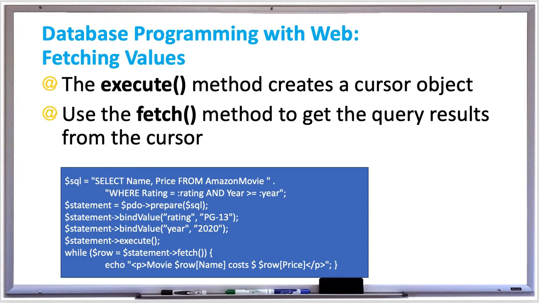So in this code example, the prepared statement is executed, selecting the name and price of Amazon movies that are PG-13 and from the year 2020 or newer. Fetch returns an array containing a single row from the results table, and the while loop processes each row until all the rows are processed, and the result values are accessed from the $row, which uses the column names as the index.